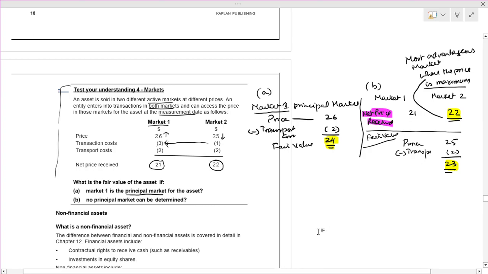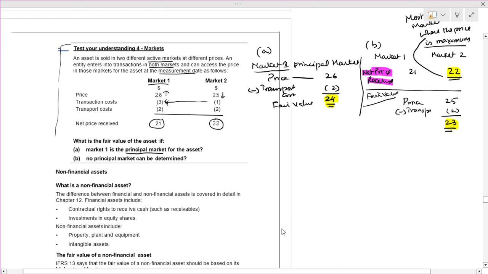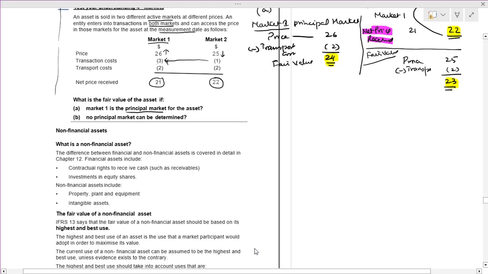Okay, sir. Yes. What is the net result? That's the most important thing. In terms of the second part, is it right? We are going to cover non-financial assets in chapter 12.